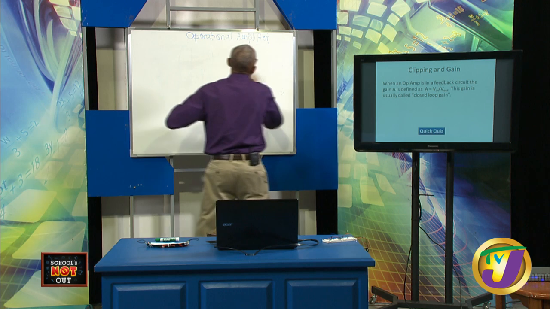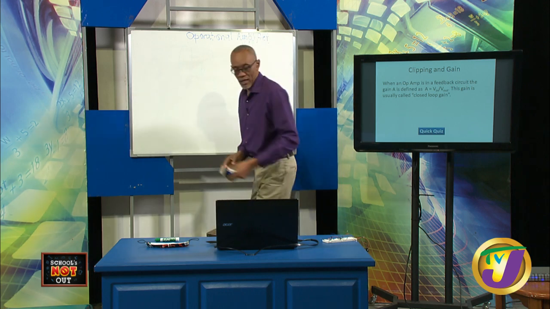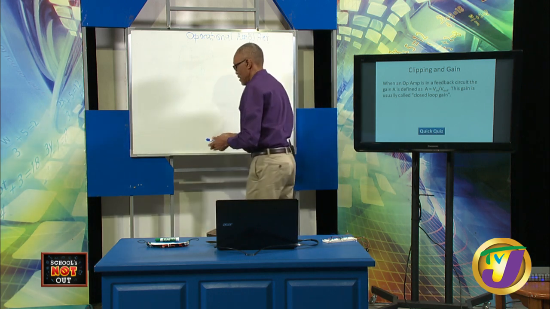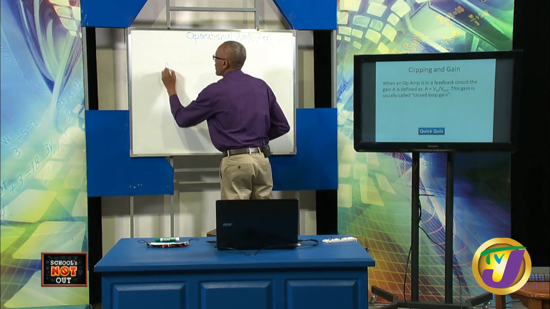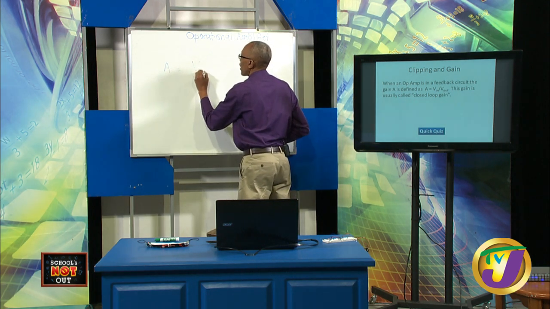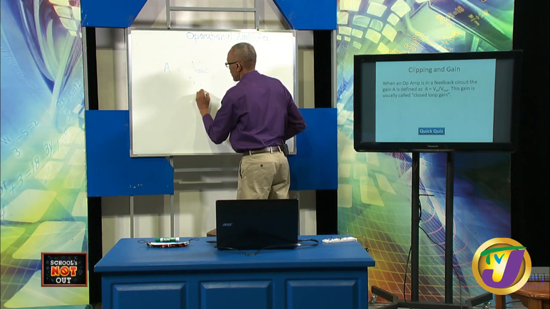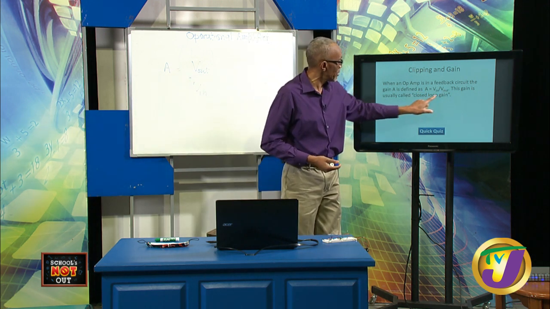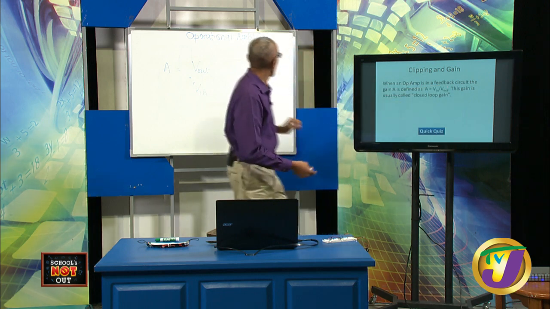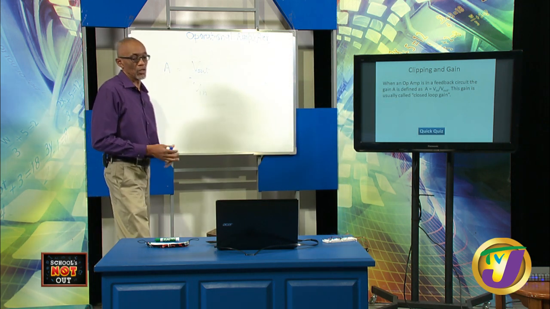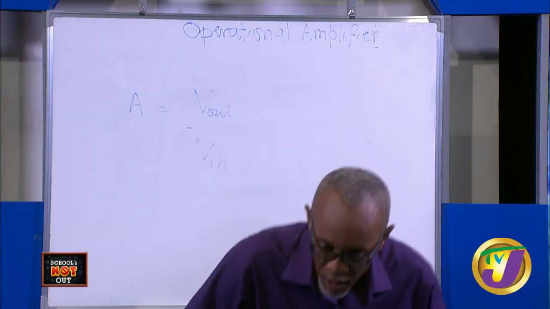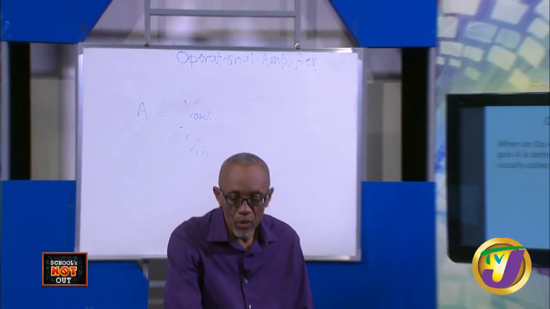So gain A is equal to V out divided by V in. Please disregard this here, this is incorrect. This is what is correct: V out divided by V in. Okay, now let's go to a quick quiz.